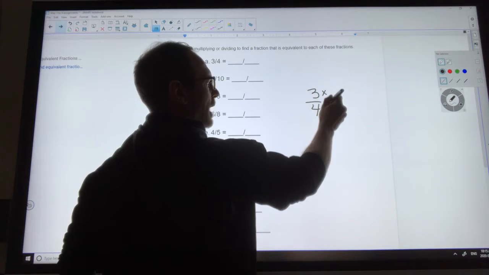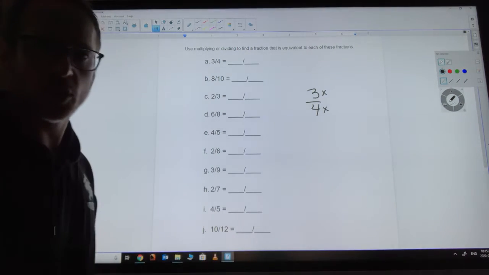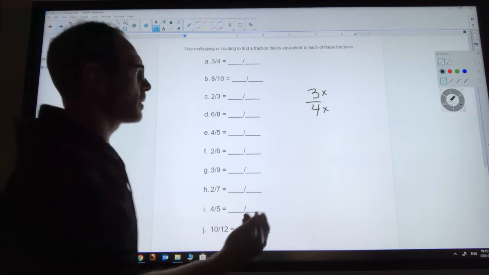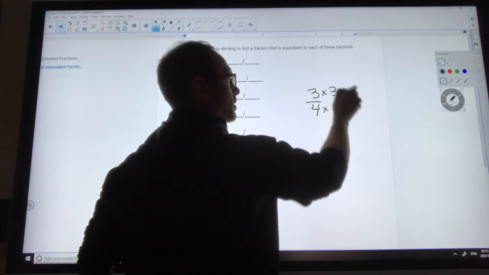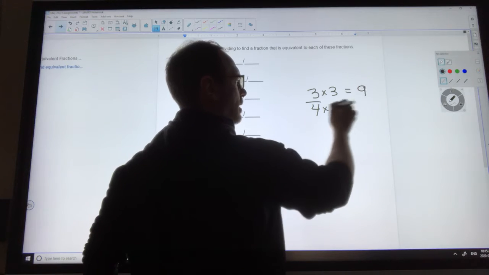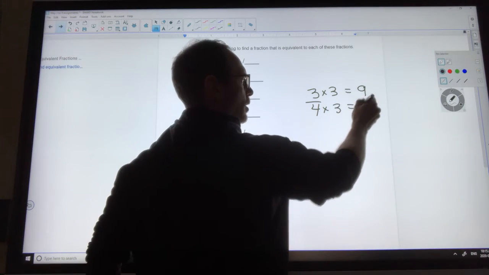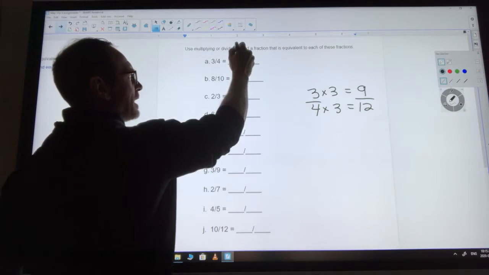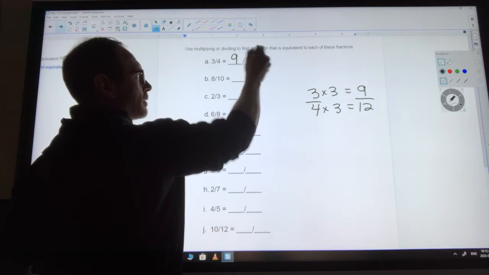So we can use any number. We could use 2 or 3 or 4. In this case, I'm going to use 3. So 3 times 3 is equal to 9. 4 times 3 is equal to 12. So an equivalent fraction for 3/4 would be 9/12.